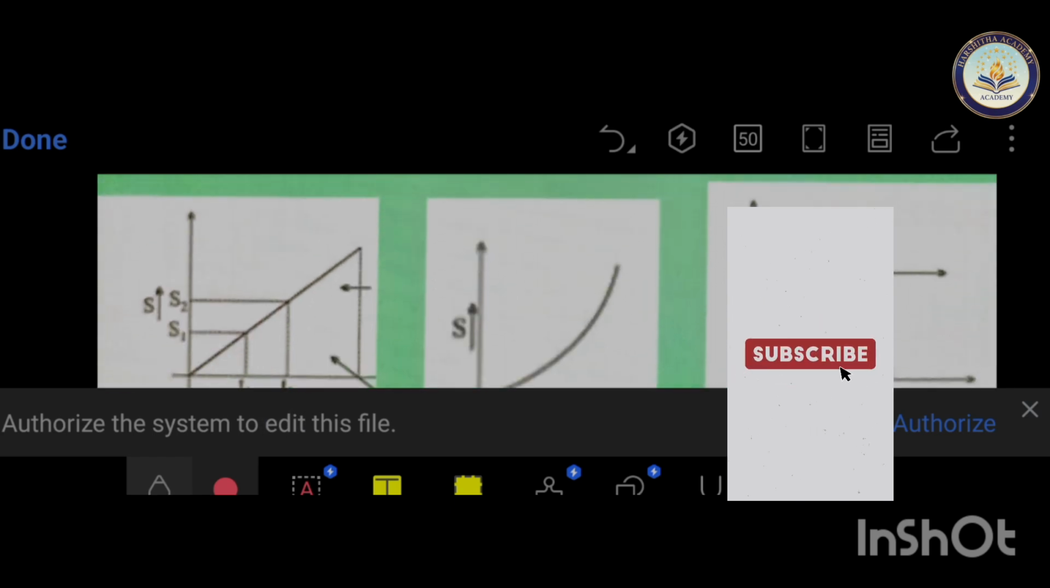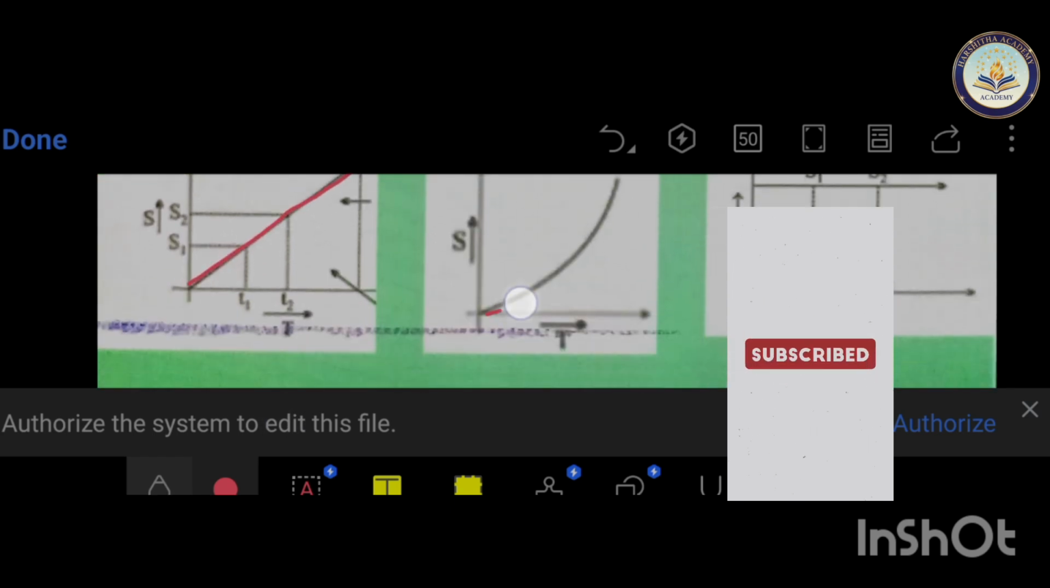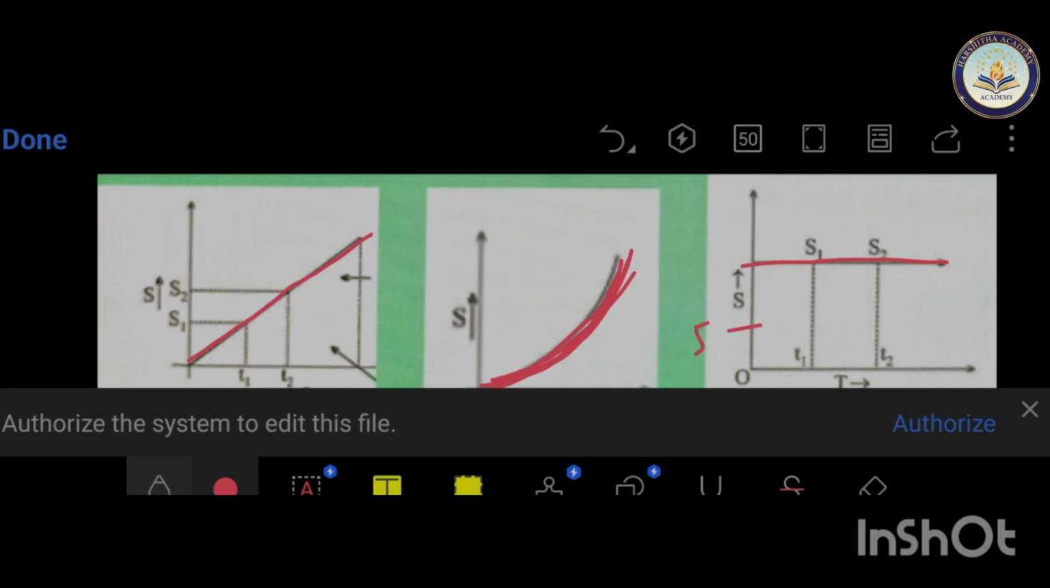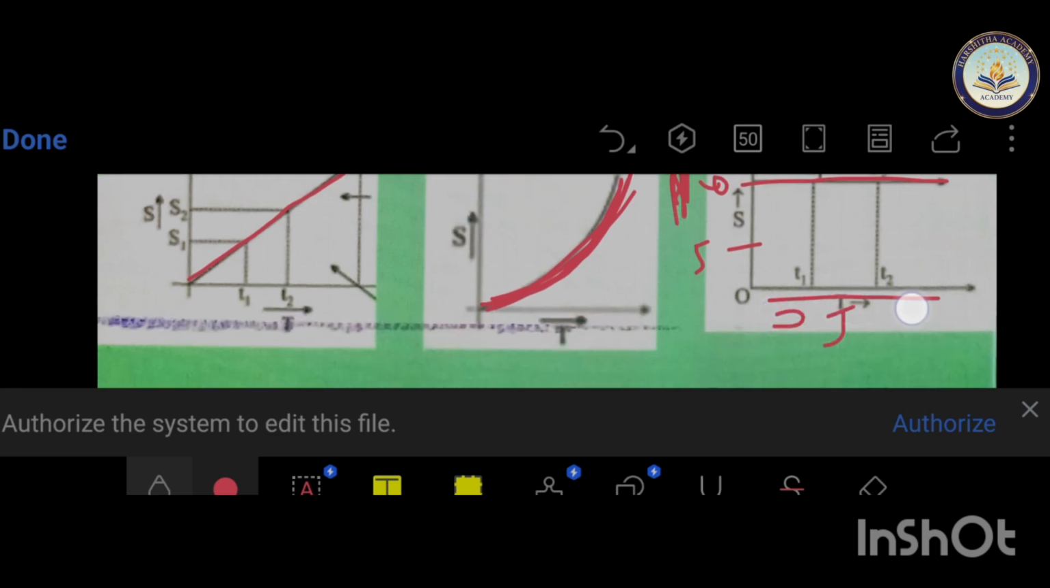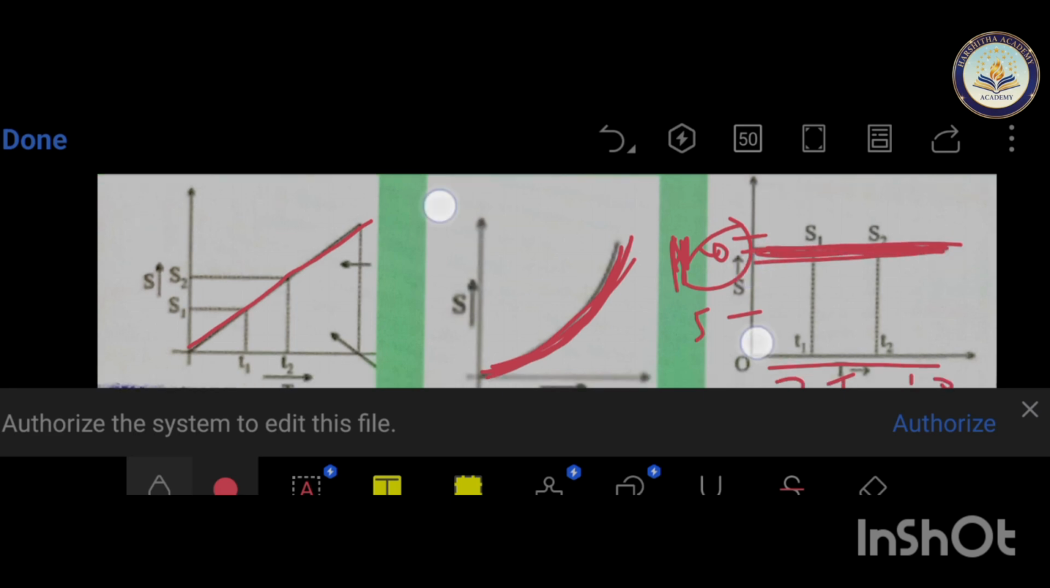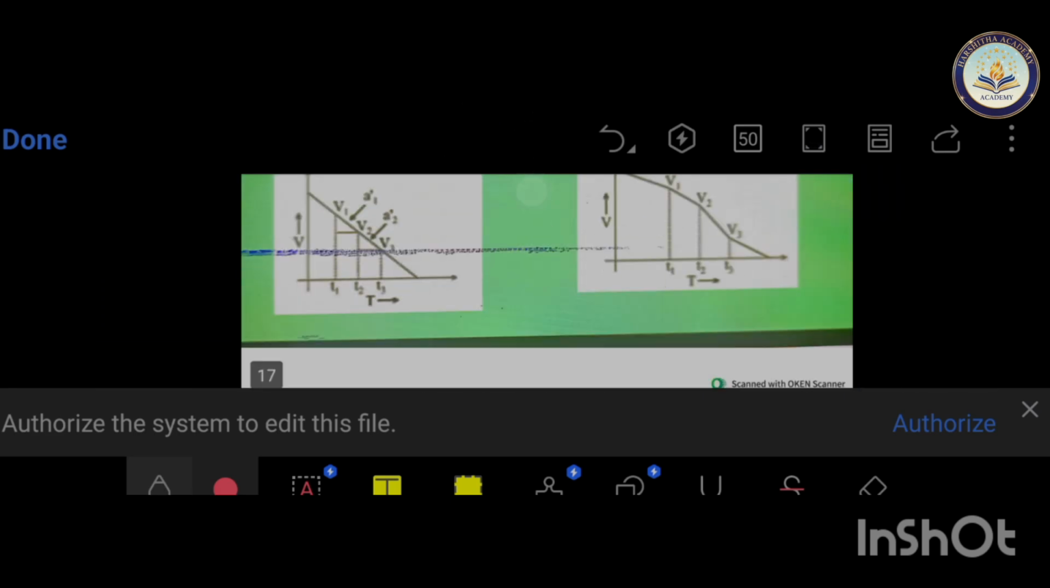So let's look at the graphical representation of the equations. A straight line means uniform motion, and this is also uniform motion, which is increasing. And here it is at rest. According to time 0, 5, 10 minutes, the object will be at 10 meters only. The object does not change its distance, so we call it rest.